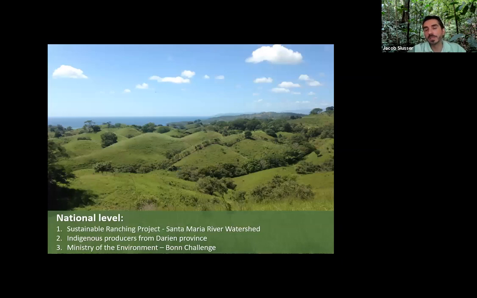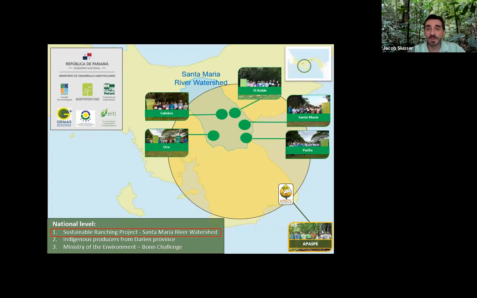Okay, so now let's move beyond the Asuero and into the national level, and I'll describe 3 examples of Apaspe's training different land use decision makers. So first, I'll talk about farmers from the Sustainable Ranching Project, which is in the Santa Maria River watershed. Second, I'll talk about indigenous farmers from the Darien province. And then I'll wrap it up with some officials from Panama's Ministry of the Environment who are responsible for implementing international forest restoration commitments.